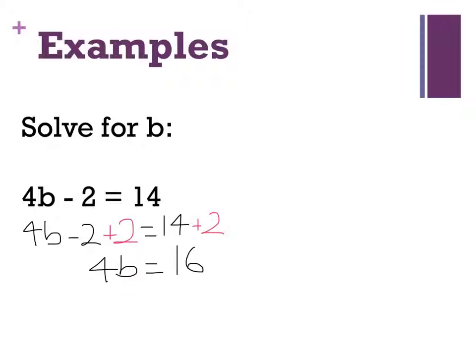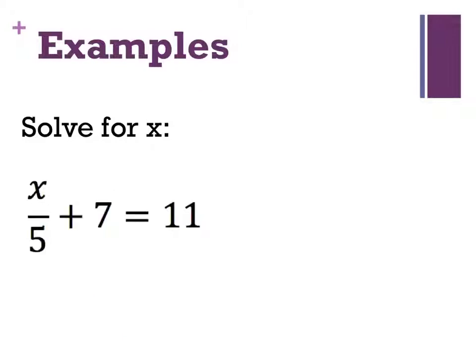Okay, 4b equals 16. In order to find out what 1b equals, if 4 of them equal 16, I need to find out what one of them equals. So again, I do the opposite operation. If 4b equals 16, I divide this side by 4 and divide that side by 4. That will tell me what 1b equals. So 16 divided by 4 is 4. So b is equal to 4. It's taken me 2 steps to find it, but I found it.